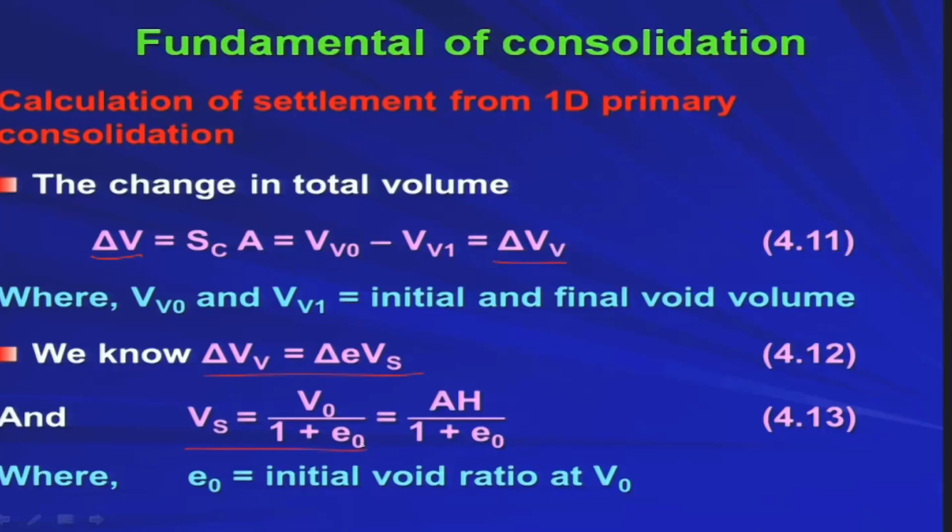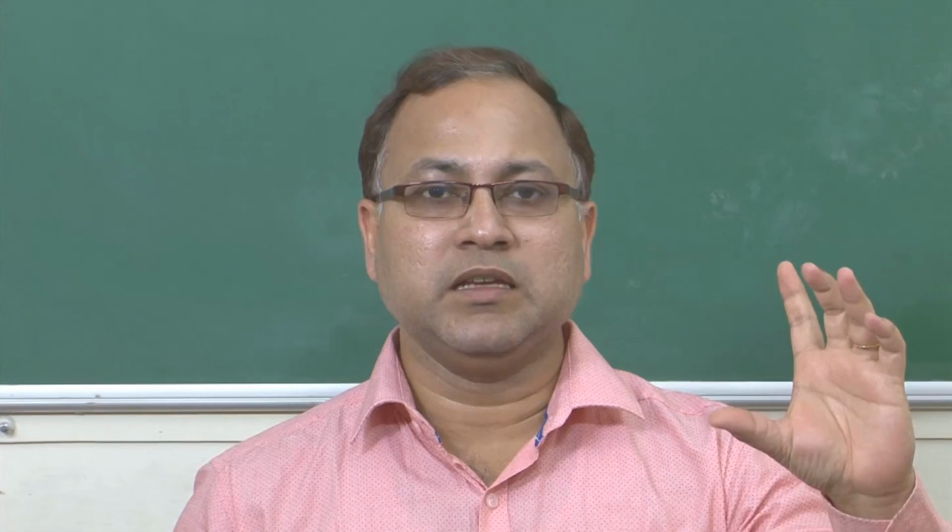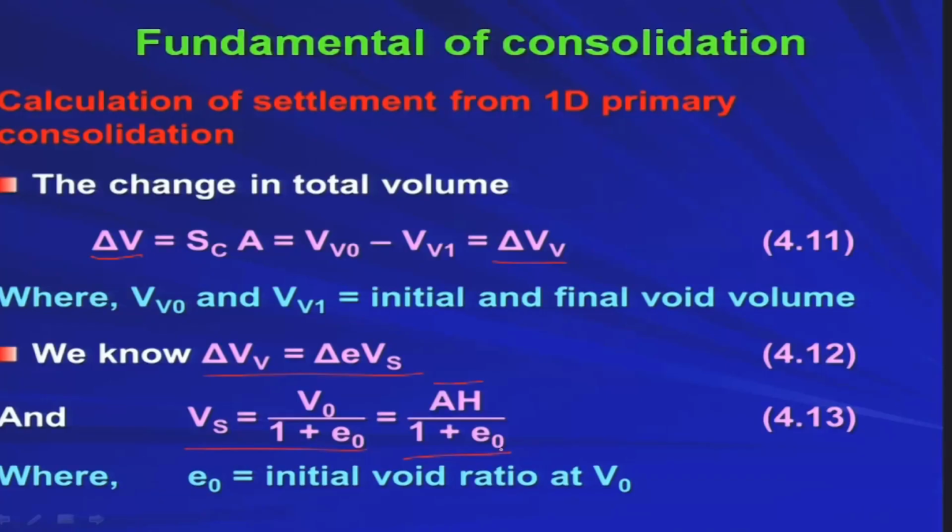V naught is the initial volume, which is equal to A H, where A is the cross-section area and H is the thickness, times 1 plus e naught, where e naught is the initial void ratio at V naught. So when the volume of soil is V naught, the void ratio is e naught, and we can establish this equation 4.13. Equations 4.12 and 4.13 are not new to you; we have already discussed and established them earlier.